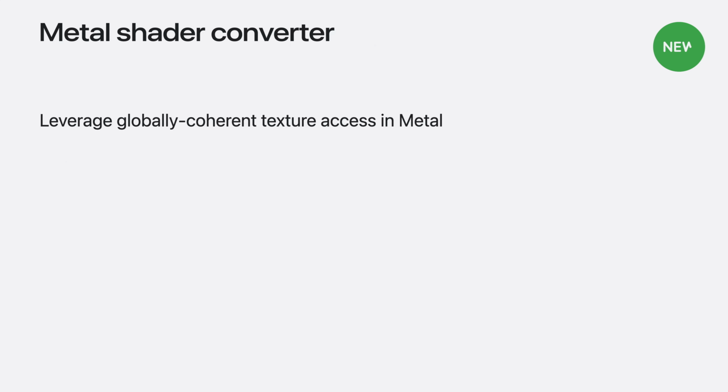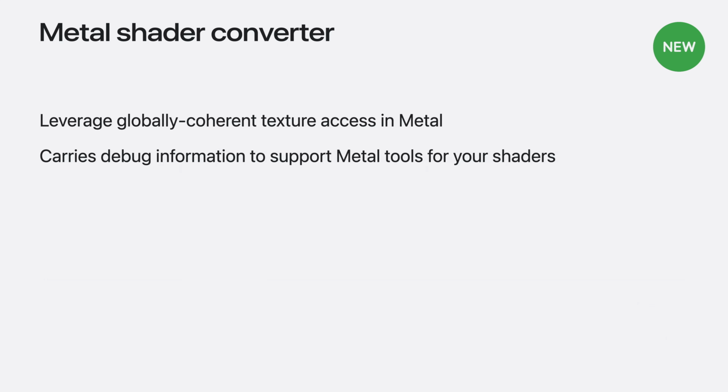This year, Metal introduces globally coherent texture access, and the updated Metal Shader Converter has full support for it. This allows you to develop advanced algorithms that require texture operations visible across all thread groups. Additionally, because the Metal Shader Converter now understands and carries debug information from the source HLSL, you can now use the full power of Metal tools to debug and profile your converted shaders. And finally, starting this year, you can convert your shaders to Metal IR once and deploy them across all Apple devices.